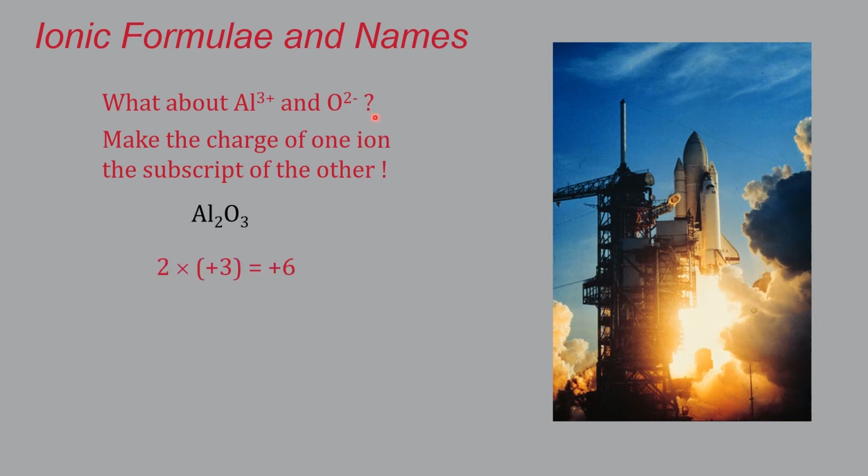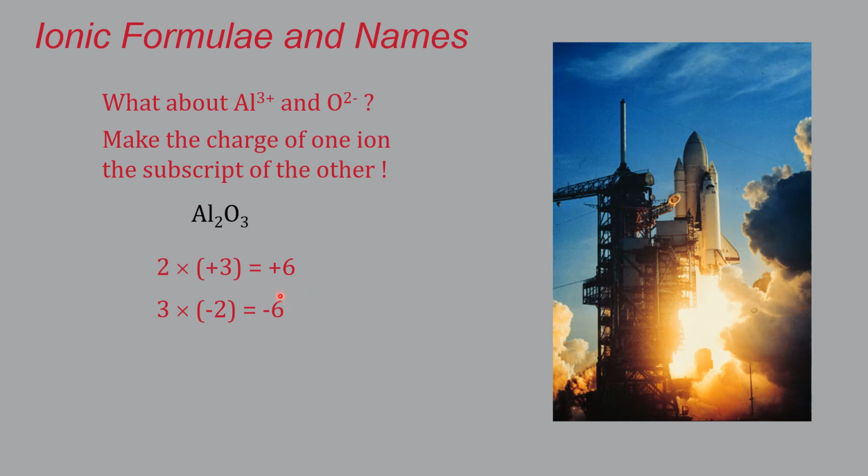So obviously you don't want 1 to 1 or 2 to 2 or 2 to 3. Basically, what you want to find is the lowest charge where these both can cancel out. That happens to be 6. So if you have 2 of the +3 aluminums, that gives you a total positive charge of +6. And if you have 3 of the -2 oxides, that gives you -6.